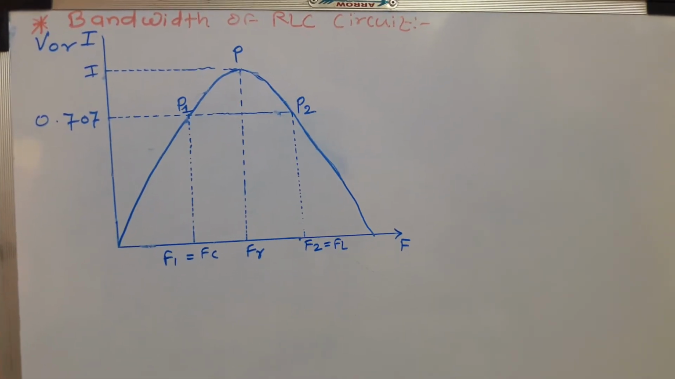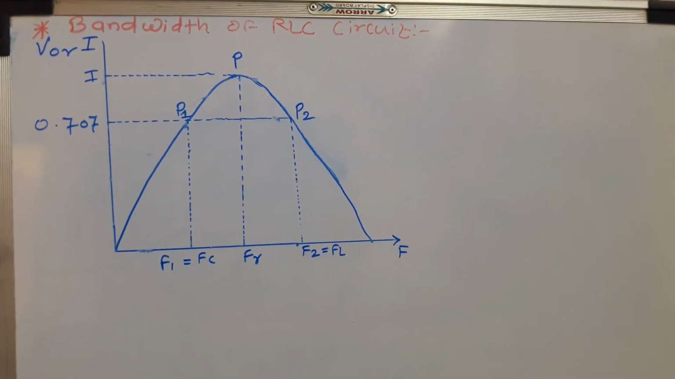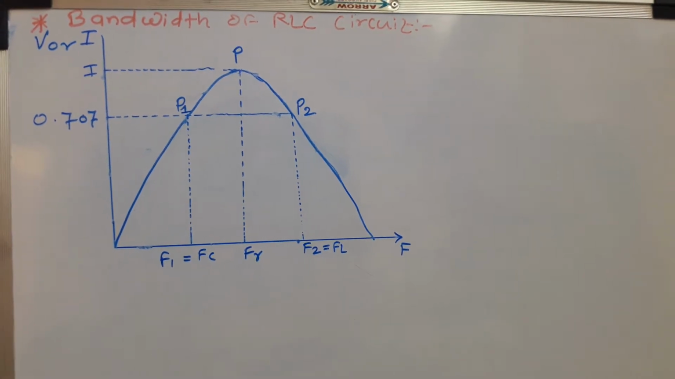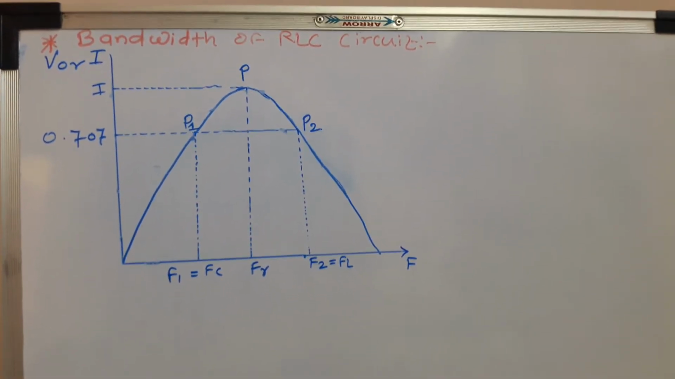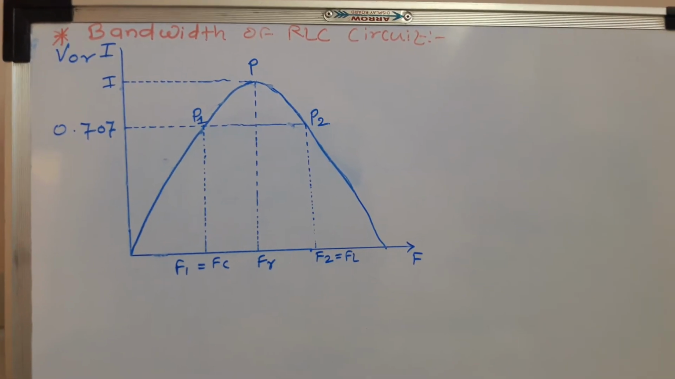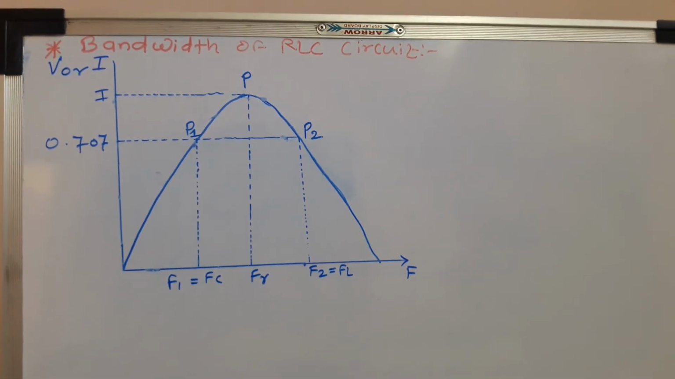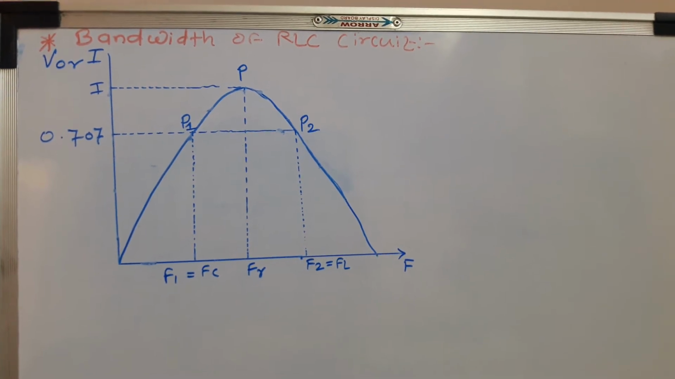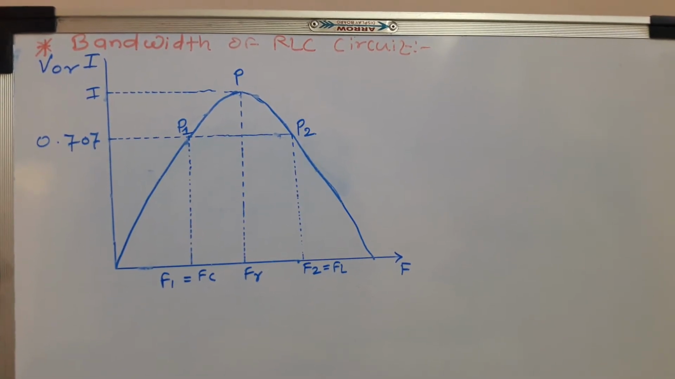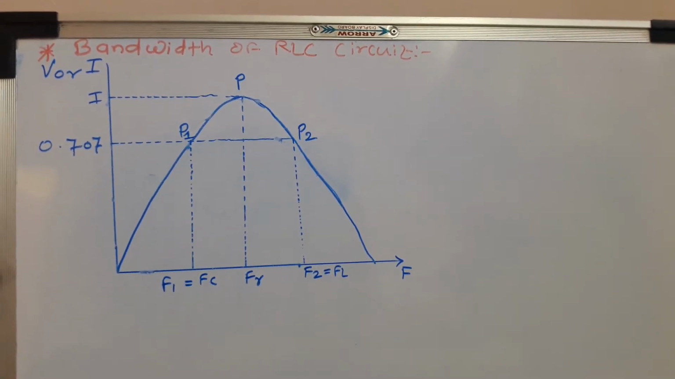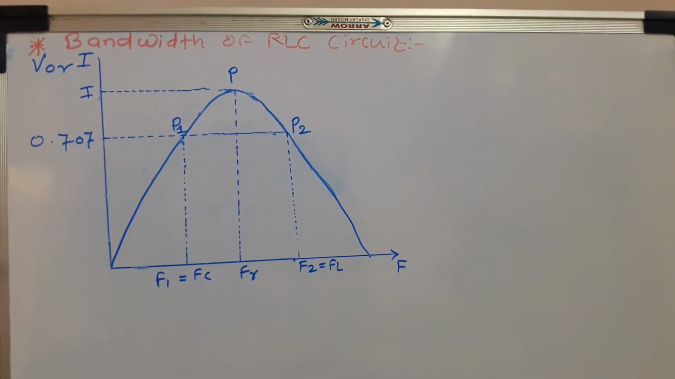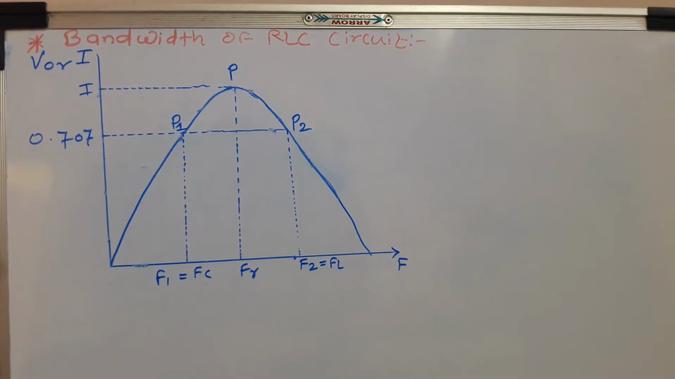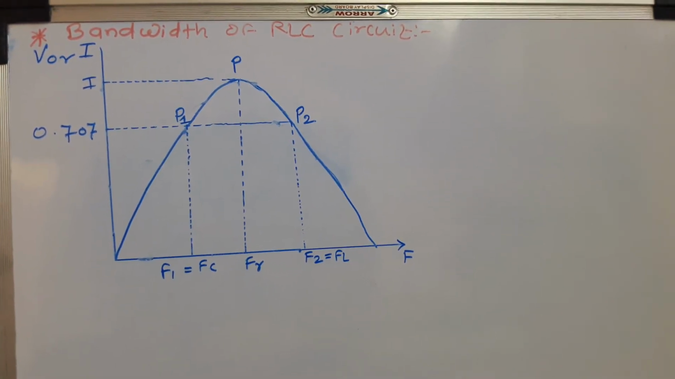Dear friends, let us focus on an important topic, that is bandwidth derivation for series resonance circuit. First of all, we should know what bandwidth is. Bandwidth of any system is the range of frequencies over which the current or output voltage is equal to 70.7% of its maximum value at resonant frequency, and it is denoted by capital BW.